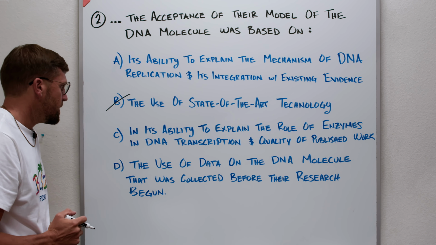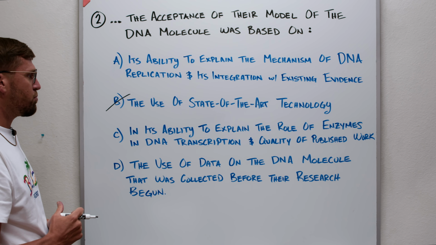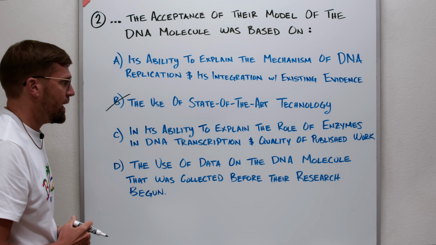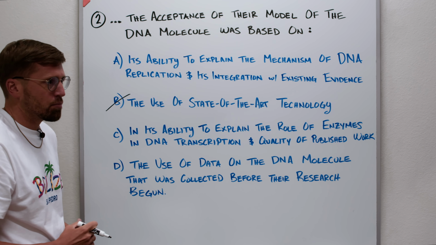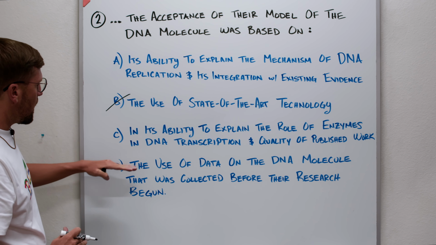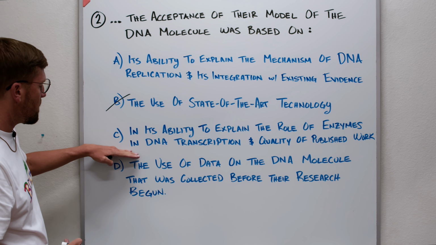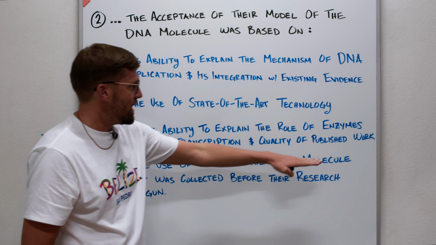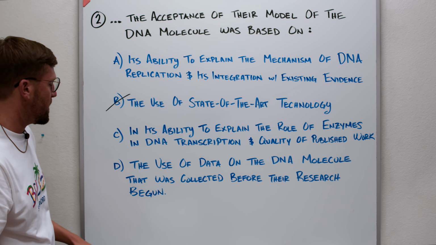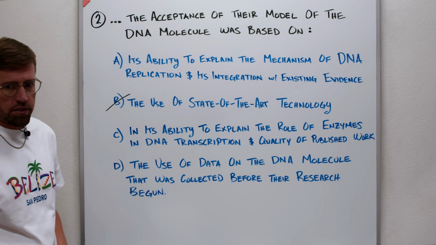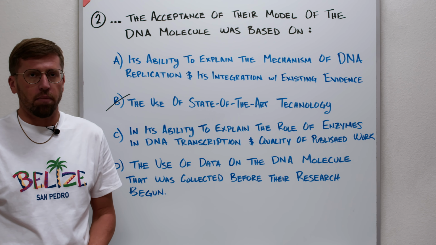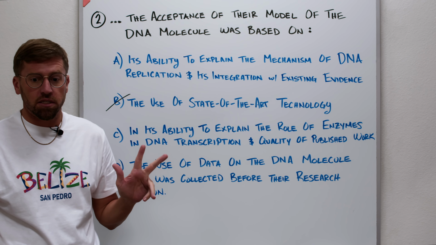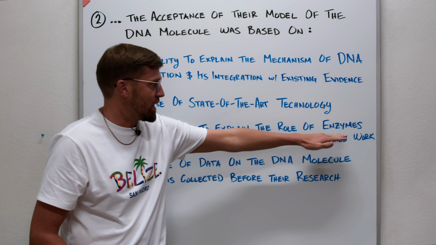Choice C, in its ability to explain the role of enzymes in the DNA transcription and the quality of the work published prior. Option C, well, there's a couple things that should be a red flag with this. They're talking about the ability of the enzymes in the DNA replication process. Well, first of all, the central dogma of biology says that DNA is turned to RNA and RNA is used to make proteins, and some proteins can form as enzymes.